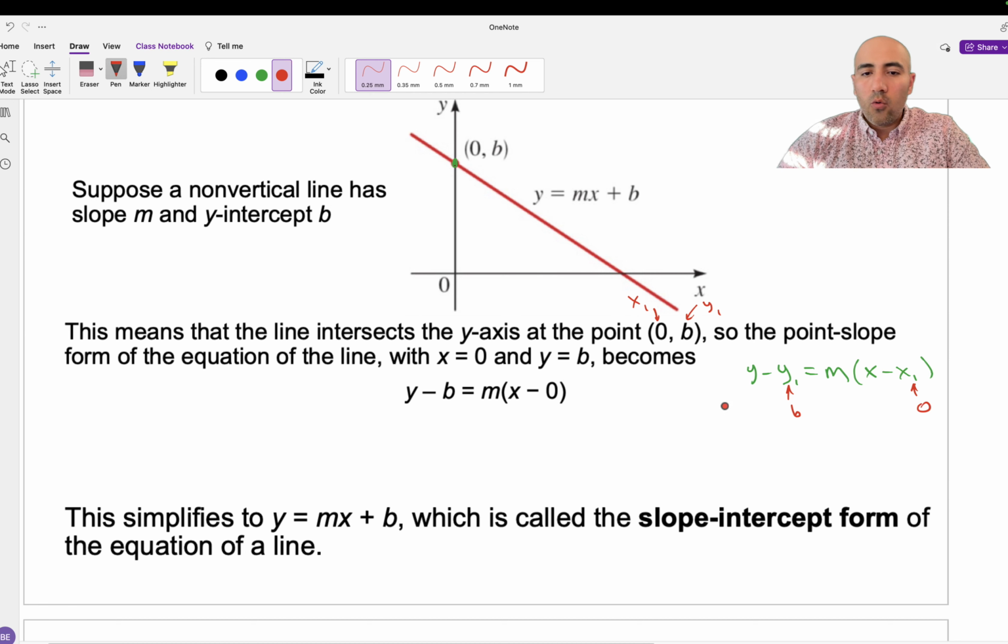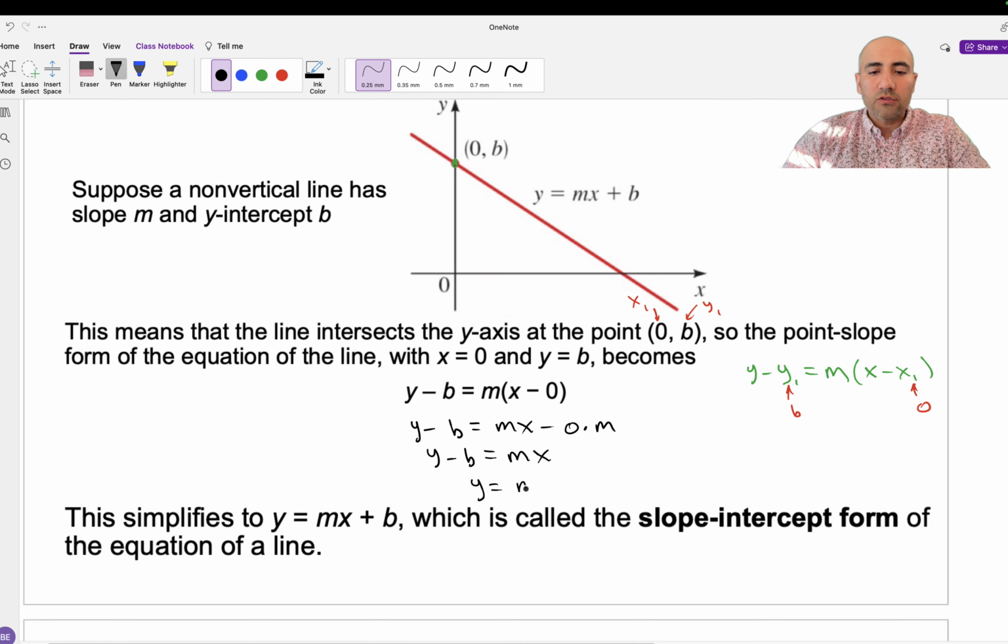Okay, all right, so now when we do that, then this simplifies. This becomes y minus b equals m times x minus 0 times m. 0 times anything is 0, so this just becomes y minus b equals mx. And now if we add b to both sides, we get y equals mx plus b. Okay, so this simplifies to y equals mx plus b, which is called the slope-intercept form of the equation of a line.